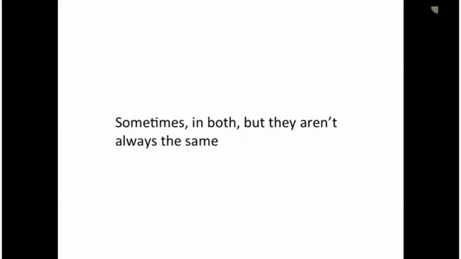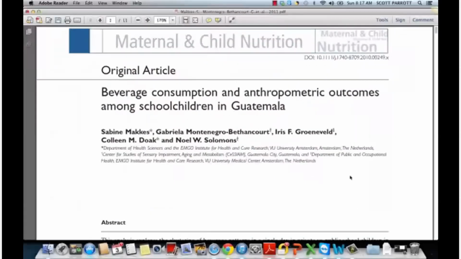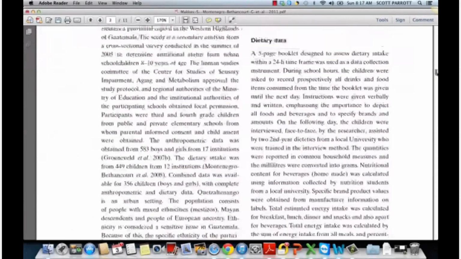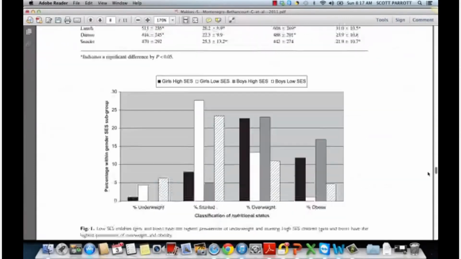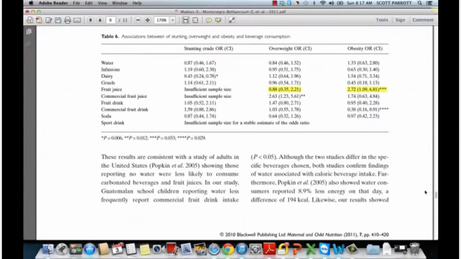And sometimes you'll find the outcomes in both, but they aren't always the same. Let's go back to our question about the relationship between intake of fruit juice and BMI. Here we have an article by Mackies and colleagues, and let's say we've already read through all this, and we locate our outcomes way down in a table. And boom, here we have fruit juice and the relationship with overweight or obesity. So it's not exactly BMI, but let's say that we can use this to answer our question. But here's something important.